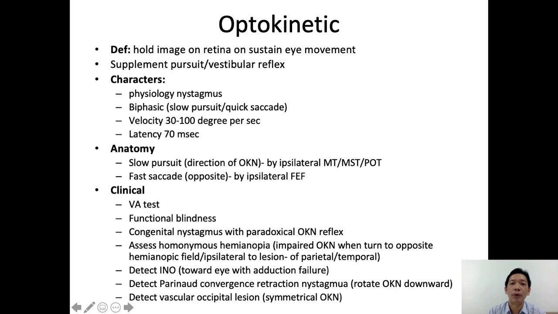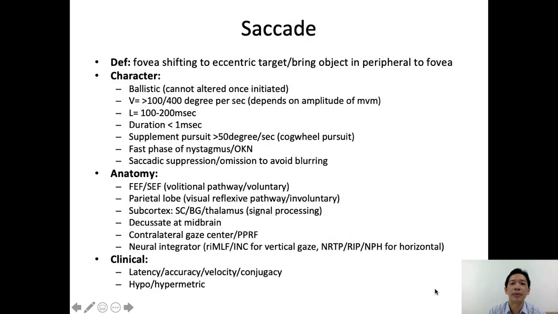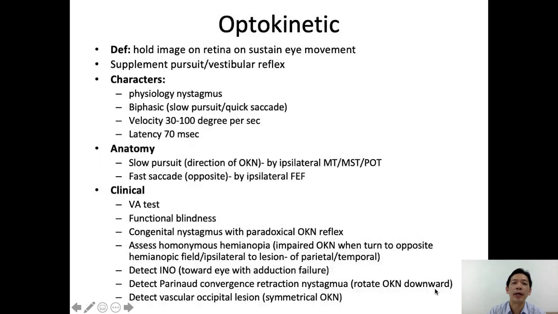Okay, these are the other so-called functional classes of ocular movement. They are not as important as what we discussed just now: the saccade, pursuit, and also the VOR. But it's always good to have. I just put the slide over here for your reference.